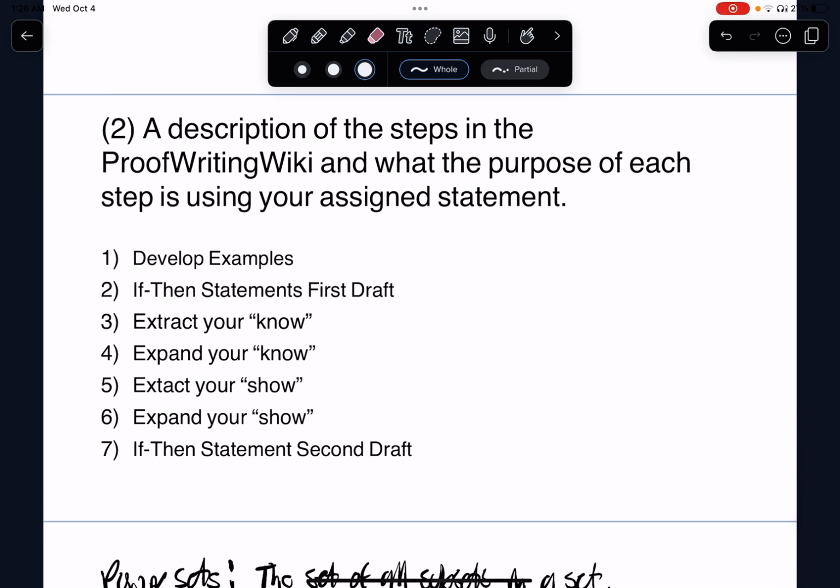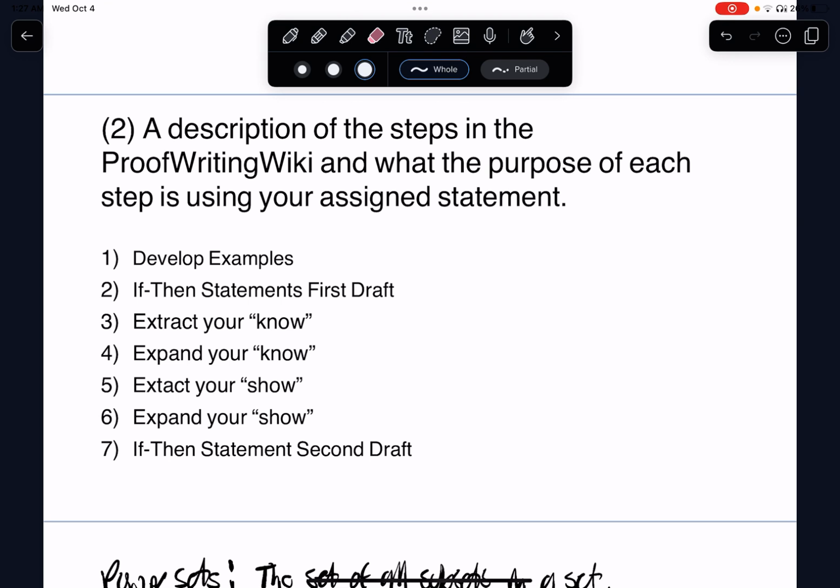So the next part of this presentation is a description of the steps of the proof writing movement and what purpose each step has for my assigned statement. The first step in the proof writing movement is develop examples. You want to develop a series of examples that really test the conjecture that you're trying to disprove, by exploring the space that you're working with, the space or universe defined in the conjecture. So you test those bounds to see where this might break within the universe that is defined. Then you write your if-then statement.